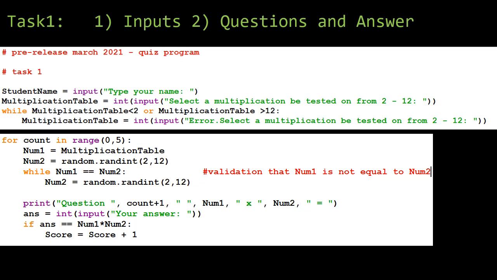While the number is equal to the multiplication table number, we're going to again search for another random value until they're both not equal. So once we're done with this beginning, num1, num2, and while, we're ready to show the question because the numbers are fine. So we're going to show the question, print question. Question 1 is equal to num2 times num1. And then take the answer as an input. And if the answer is correct, update the score.